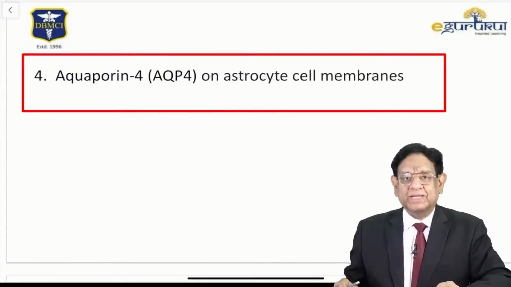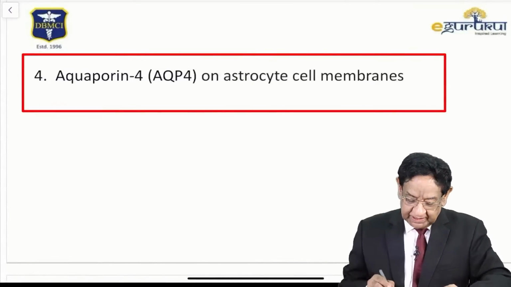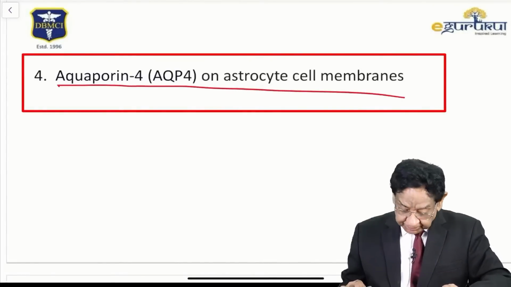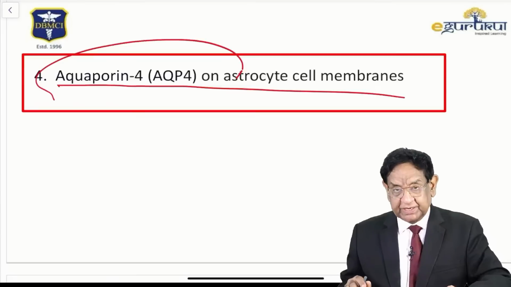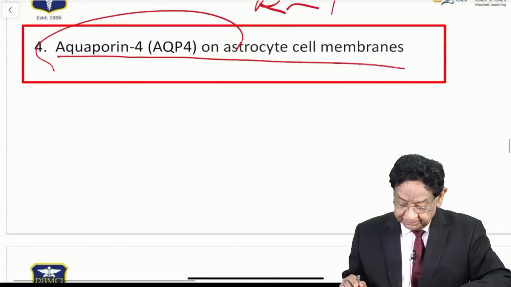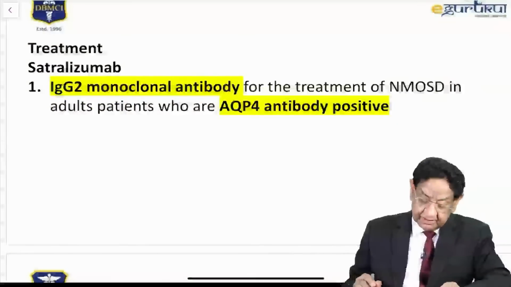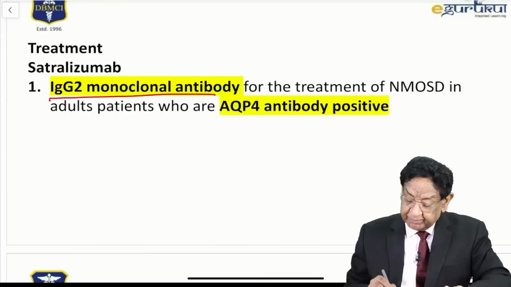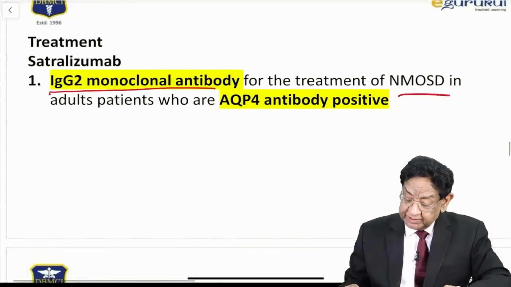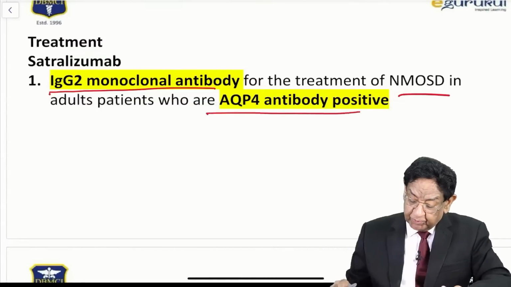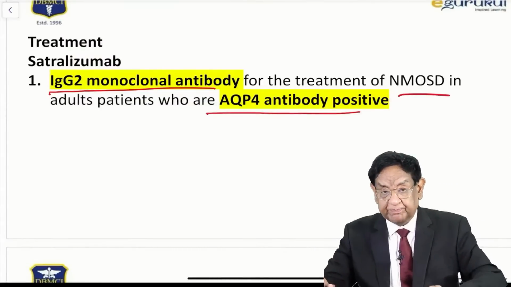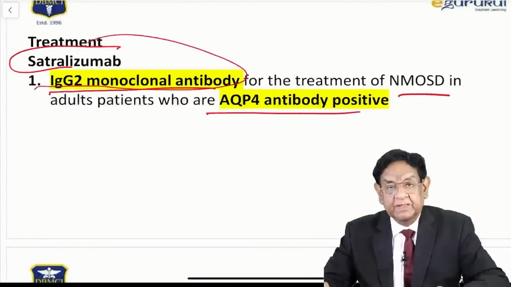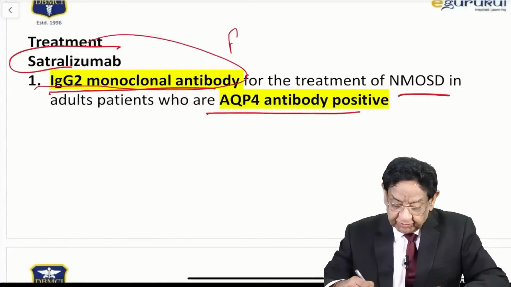So, what is the problem in Devic's disease? Aquaporin 4 on the astrocyte cell membrane is the site of disease. This is an important question, a rank 1 question. For treatment, we have satralizumab, the new drug. It's an IgG2 monoclonal antibody for the treatment of NMOSD in those who are aquaporin 4 antibody positive. So just remember this name and the mechanism of action. Again, a rank 1 question.